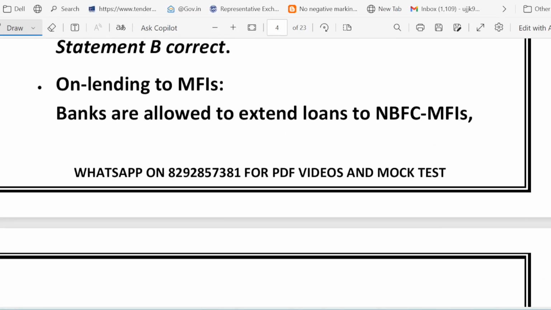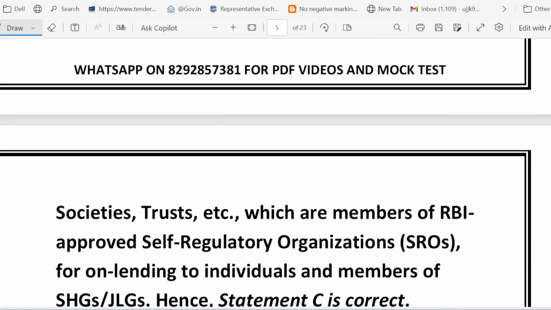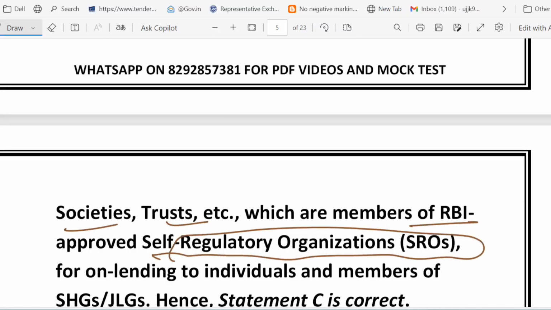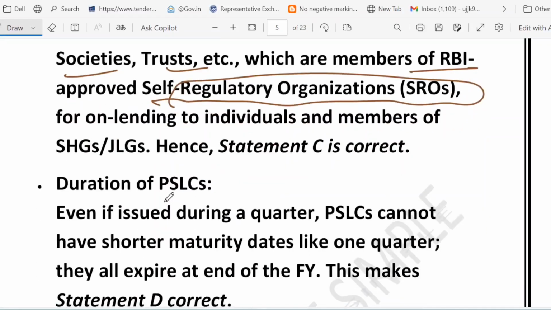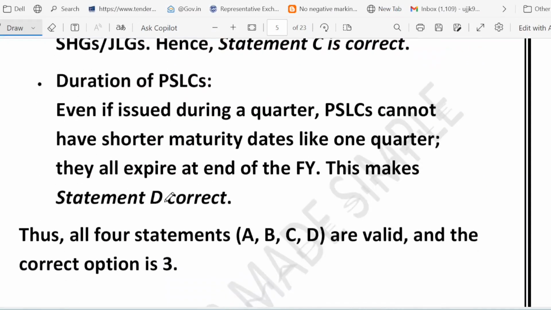Then we talked about loan to MFI or on-lending to MFI. So always on-lending is allowed if NBFC, MFI, society, trust are RBI recognized through the SRO. SRO means self-regulatory organization. Then they are eligible. And multiple quarter. Yes, this is another point. Multiple quarter means possible, but expiry is fixed at the financial year end.